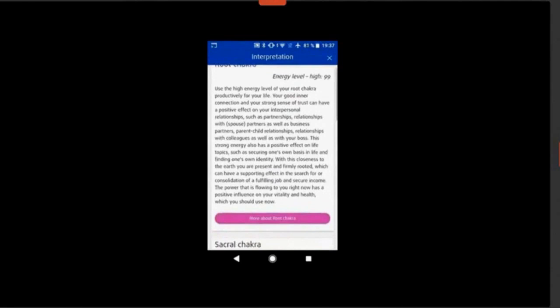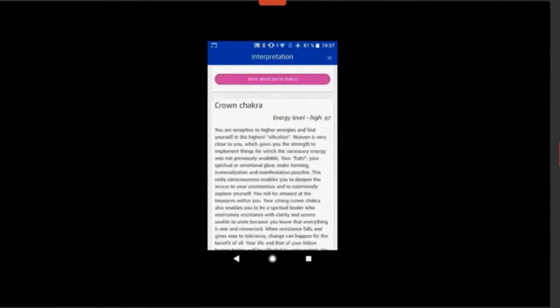This is what I spoke about. This is more general. So where have we been? Root chakra, sacral chakra, crown chakra. If I already know, let's say, that I have a low crown chakra, then I could read through what it means. Heaven is close to you, and so on. This is just a more general description related to each chakra.